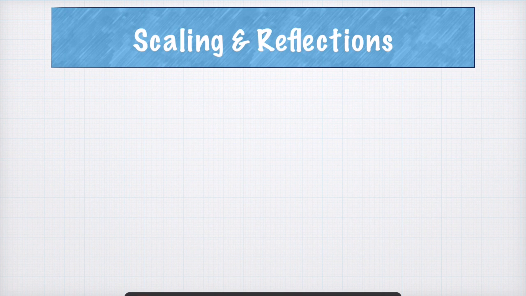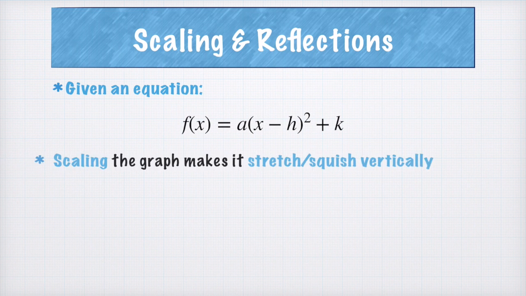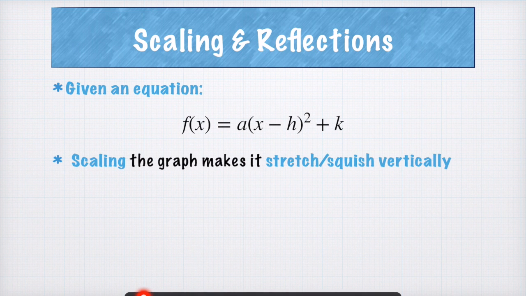Now we're going to go over scaling and reflections. Scaling and reflection is another type of thing that we can be doing, and I included them together because they're based off of the same thing. We're given the same equation in vertex form, but know that because this number a here is the same in vertex form, standard form, and intercept form, it's going to apply to all three of them. Scaling in the graph makes it stretch or squish vertically.